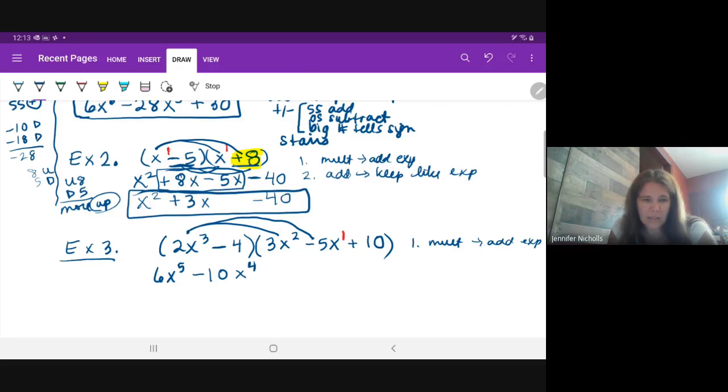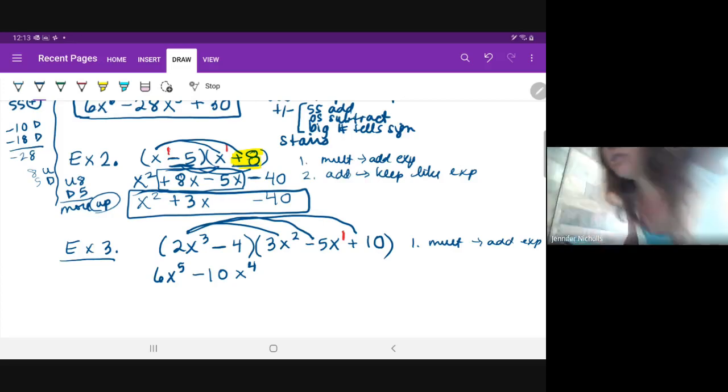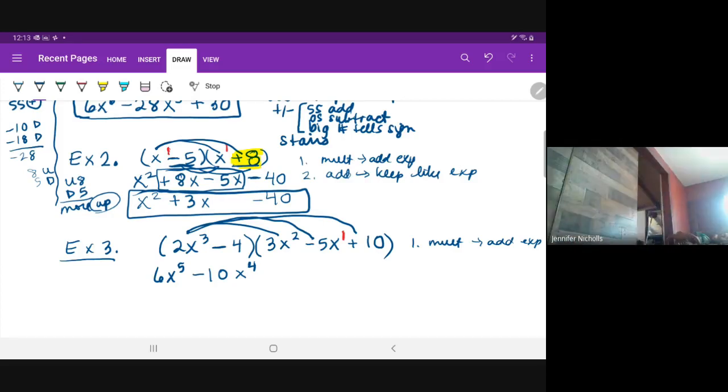What do you think? 2x to the third. What should I do with the 10? Yeah, what do you think? Do you like Brianna's answer? Okay, somebody's in my door, so let me just check.